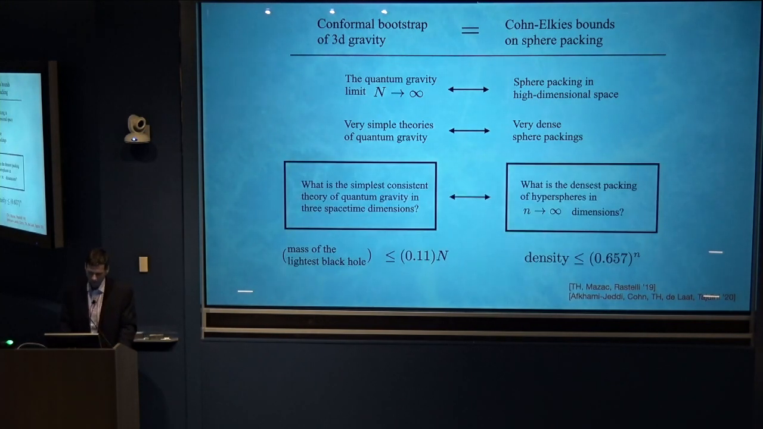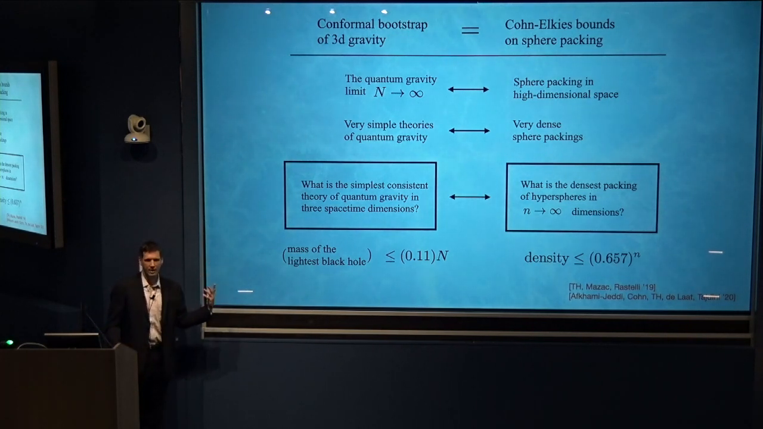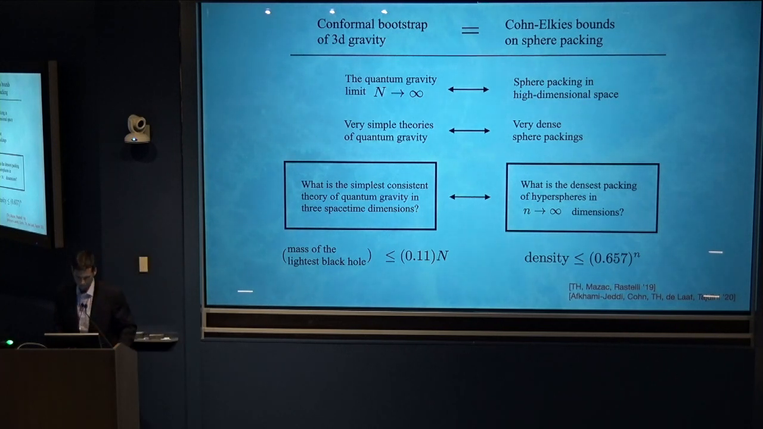And this is all quantitative. The question I posed about what is the simplest consistent theory of quantum gravity in three space-time dimensions translates into a bound on the mass of the lightest black hole. And the problem of what is the densest packing of hyperspheres in a large number of dimensions, well, there's a numerical bound on how big that density can be. And these bounds turned out to be exactly the same bound after you translate between these two problems.